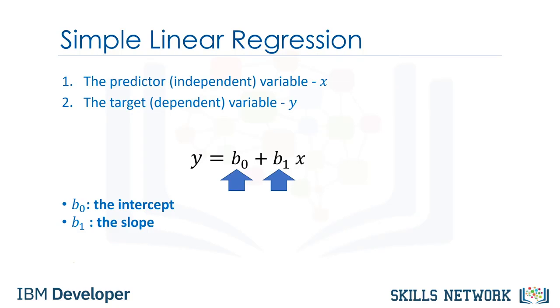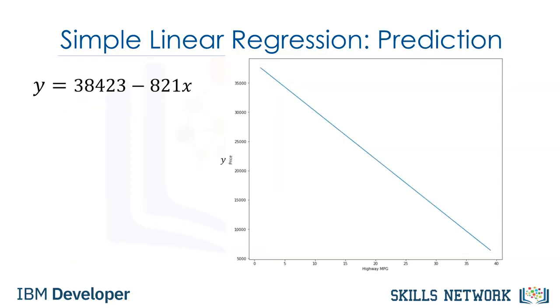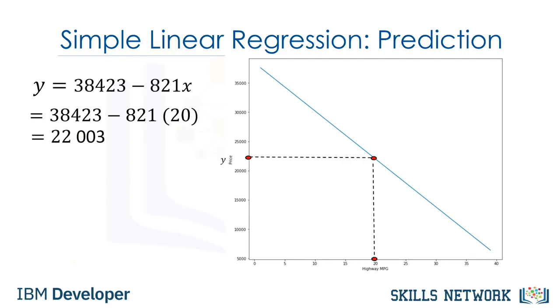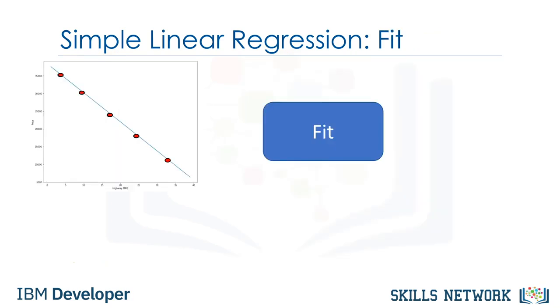Let's clarify the prediction step. It's hard to figure out how much a car costs, but the highway miles per gallon is in the owner's manual. If we assume there is a linear relationship between these variables, we can use this relationship to formulate a model to determine the price of the car. If the highway miles per gallon is 20, we can input this value into the model to obtain a prediction of $22,000.